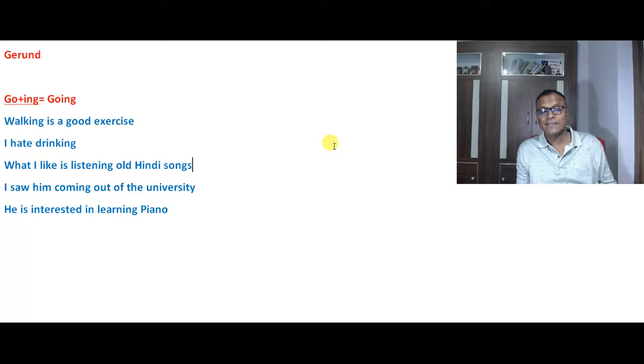And next, he is interested in learning piano. So remember, when you use gerund in that way, we always use ing form after any preposition. So this is he's interested in learning. It's a gerund, learning. He's interested in learning piano.